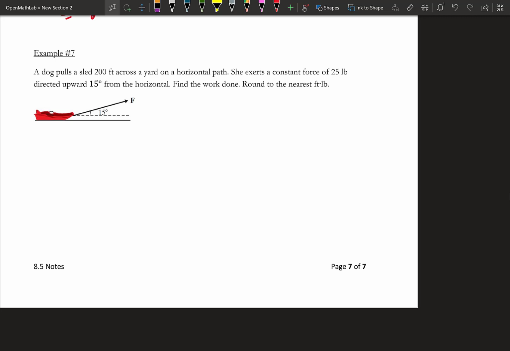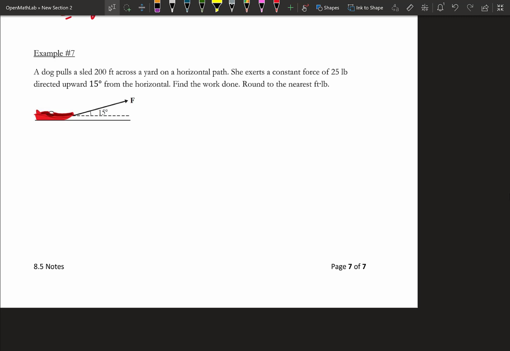Right. So then the last part, example 7, we have a dog pulling a sled 200 feet across a yard on a horizontal path. She exerts a constant force of 25 pounds directed upward 15 degrees from the horizontal. Find the work done, rounded to the nearest foot-pound. Right.